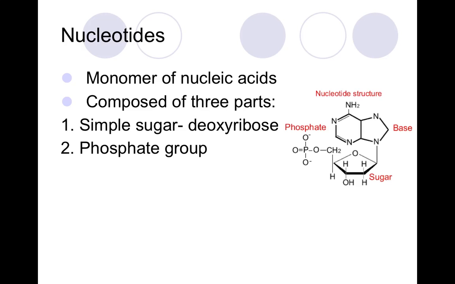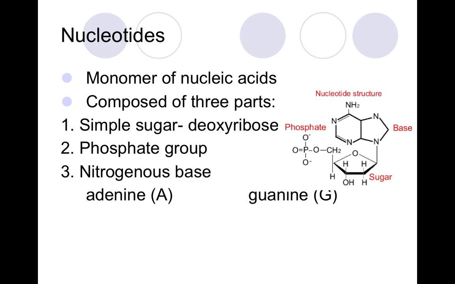Next is a phosphate group, which is right to the left of it. It has phosphorus in it, and then it has the bonds of oxygen around it. Lastly, it's made of a nitrogenous base, and you can see that up at the top. The base is there, and it has the nitrogen around it.